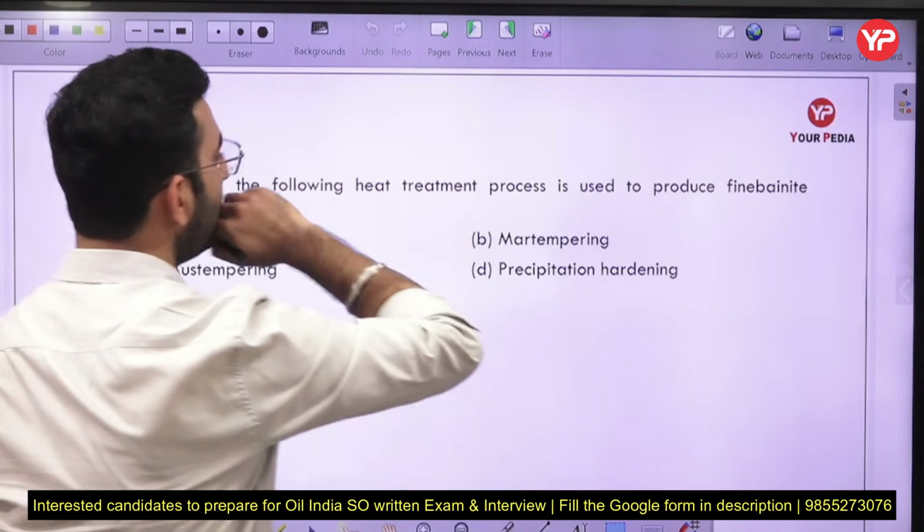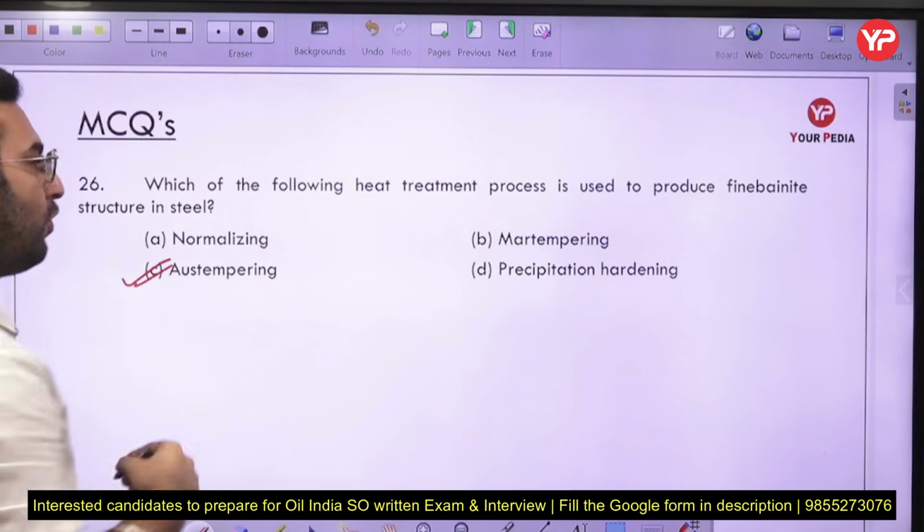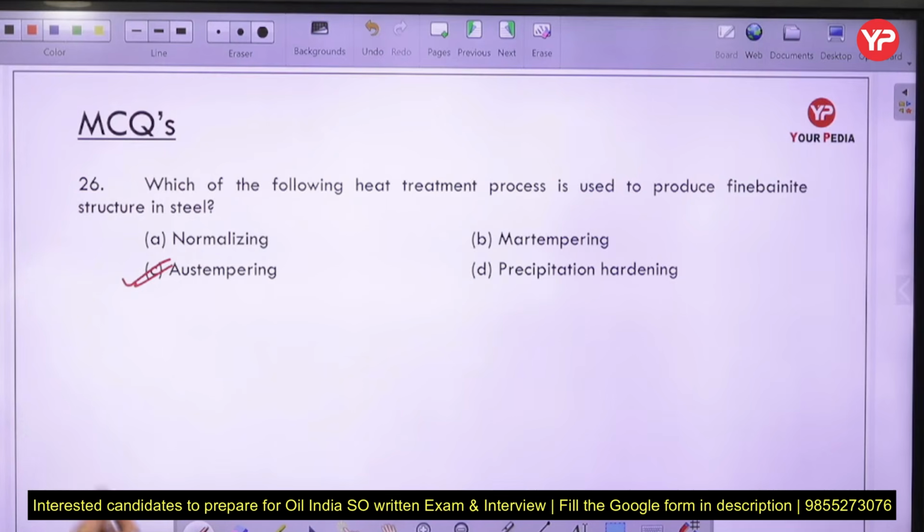Next part. Which of the following heat treatments is used to produce fine bainite structure in the steel? That is a very simple case. Again, this is a stamping process here. Okay, so option number C is the correct one in this case.